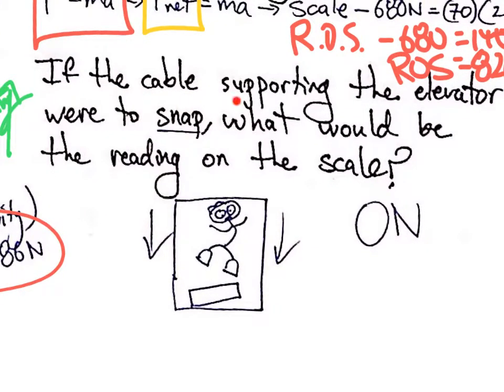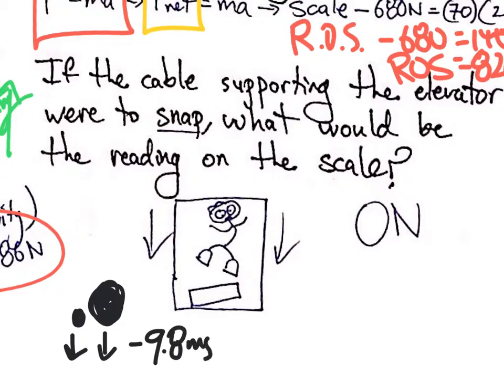Okay, last part of the question. If the cable supporting the elevator were to snap, what would be the reading on the scale? So here is Joey, here's the scale, and here is the elevator. These three objects all have very different masses, okay, light, medium, heavy, but like Galileo said, like the hammer and feather, they're all going to accelerate at the same rate. And that rate at which they're going to accelerate is negative 9.8 meters per second squared.